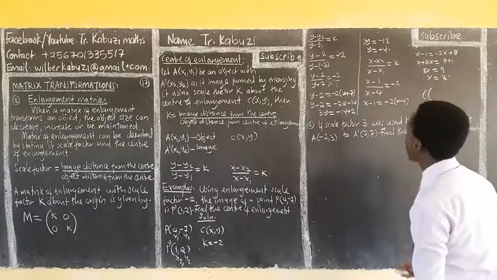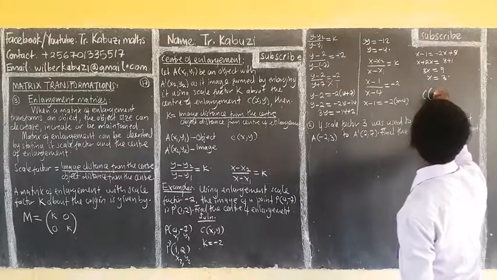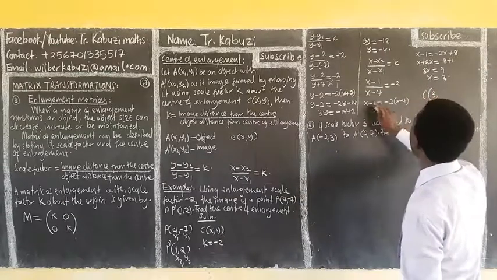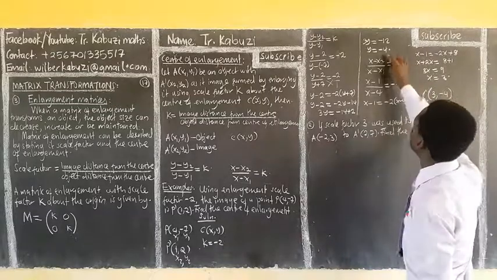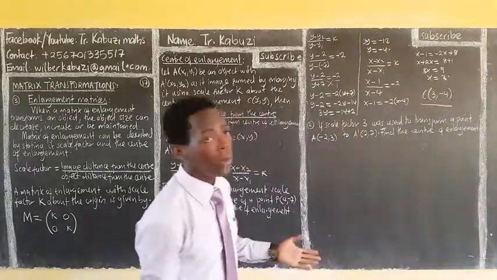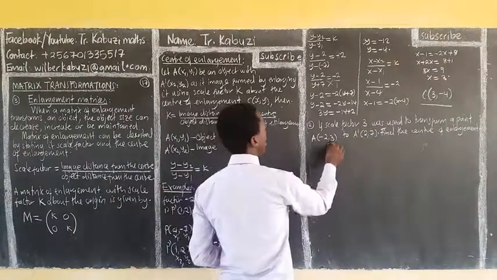Therefore, our center of enlargement is x, y, which is our x is 3, comma, our y was negative 4. That is our center of enlargement. With ease, and you are through. The same idea here is now by summarizing the equation.